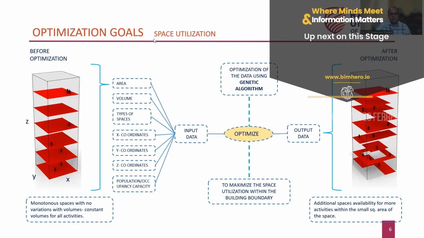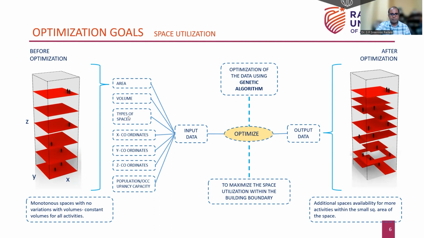The first thing is space utilization. You can see that various parameters are considered: area, and volume, where the volume is the novel thing here. Then type of spaces also, because this concept is applicable mainly for mixed-use buildings. We will have different spaces, and each space will have different requirements. I also consider the XYZ coordinates, and I also consider the population for each floor. That will act as an input.